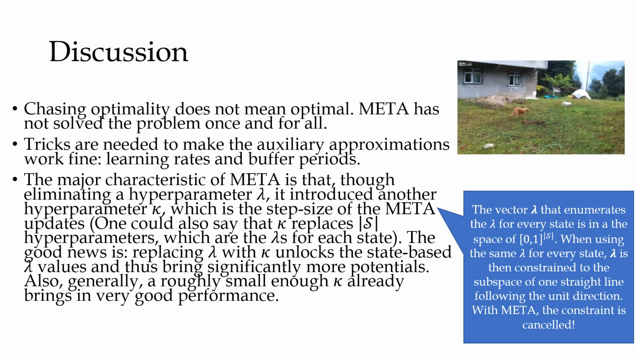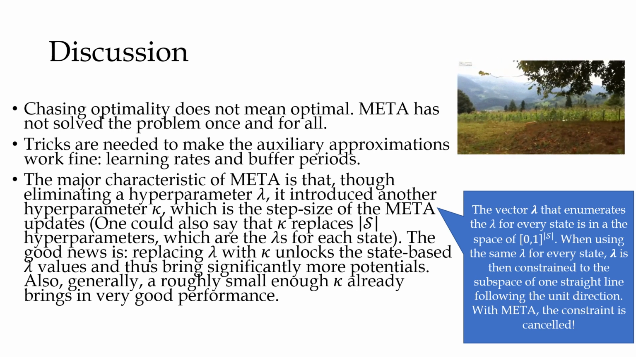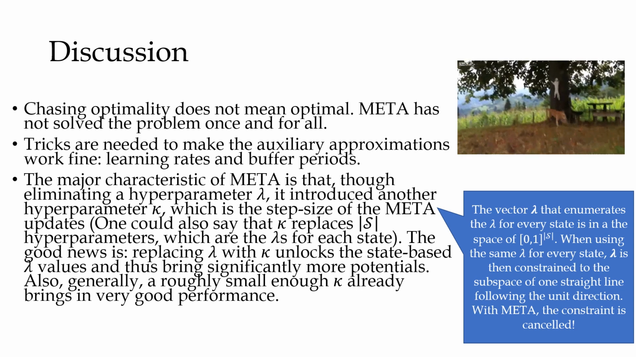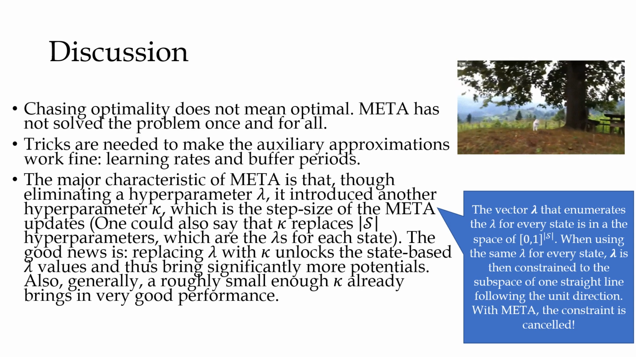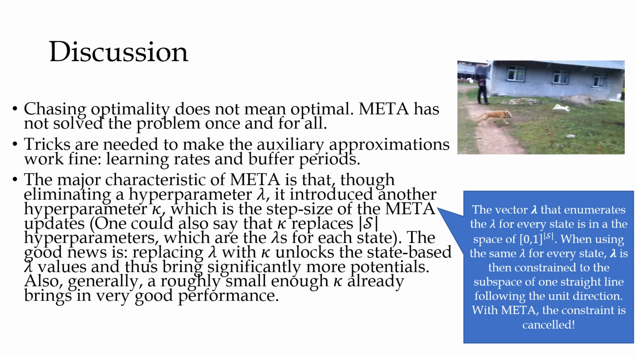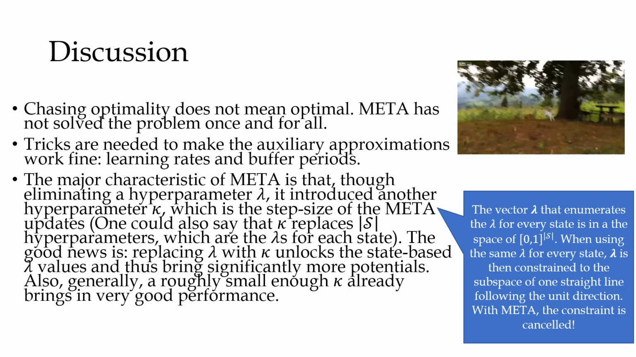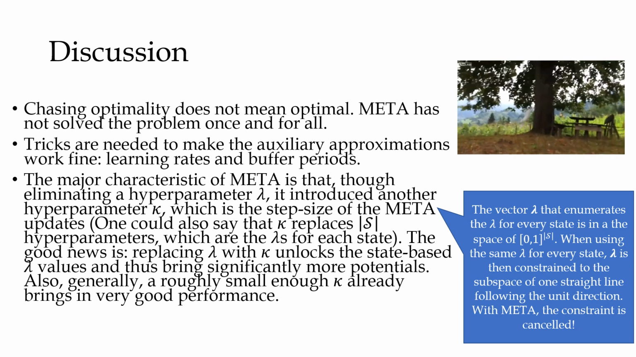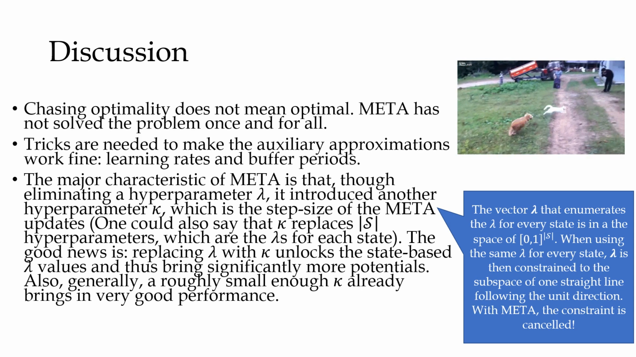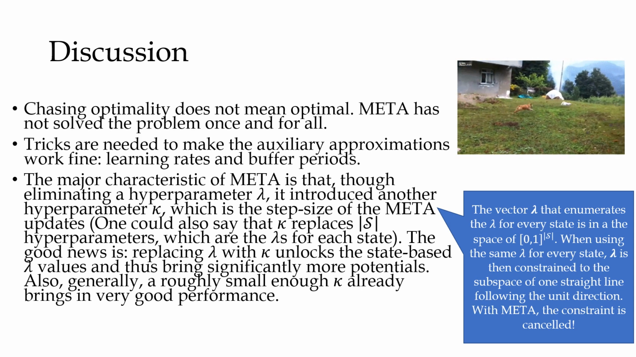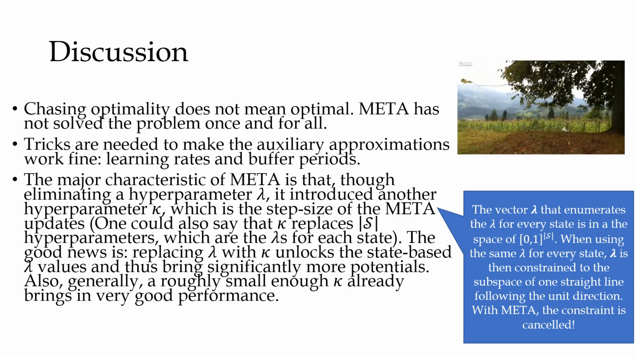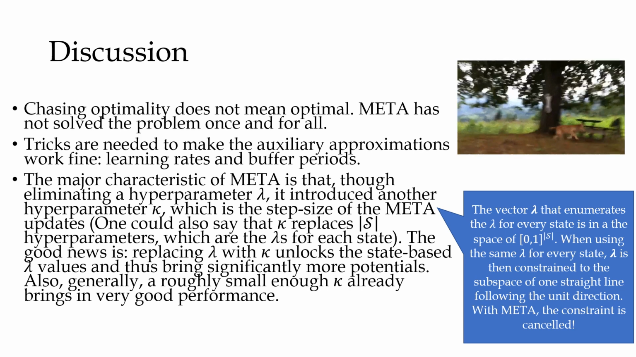Second, the auxiliary information needed for the meta updates, which is estimated using the auxiliary learners, should be set up carefully in reality. The tricks include using higher learning rates for the auxiliary learners than the value learner itself, as well as using buffer periods, during which no adaptation is conducted to stabilize the auxiliary estimates.